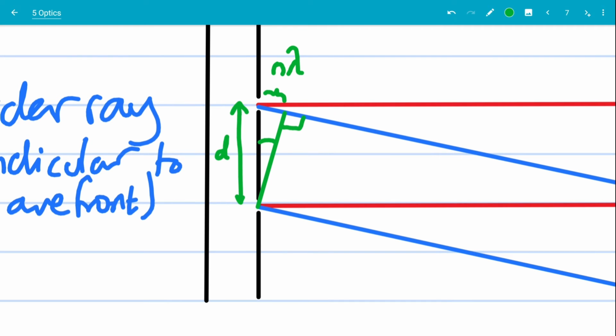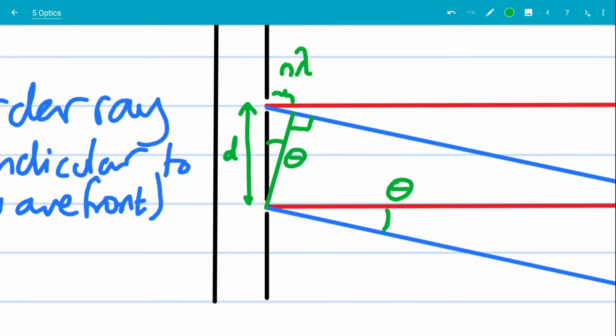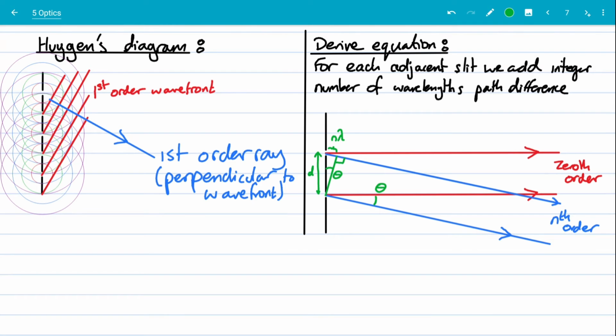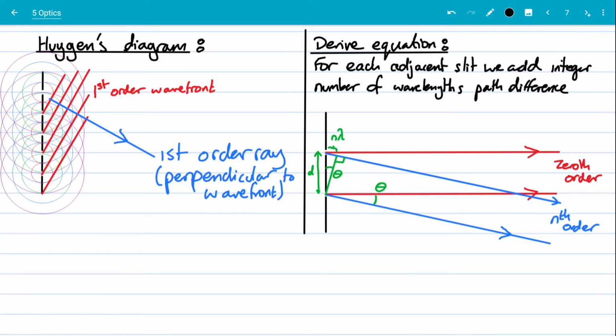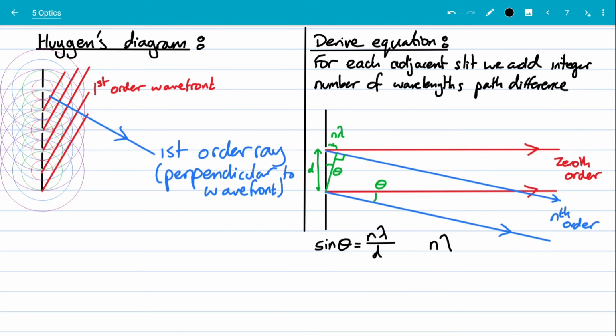Now, this angle is this angle here, which we can just call theta, the diffraction angle. And now we've got a simple right-angled triangle. So the equation, we just write down the equation. n lambda divided by d is equal to the sine of theta. Sine of theta is equal to the opposite, n lambda, divided by the hypotenuse, which is d. And so our equation just falls out: n lambda is equal to d sine theta.